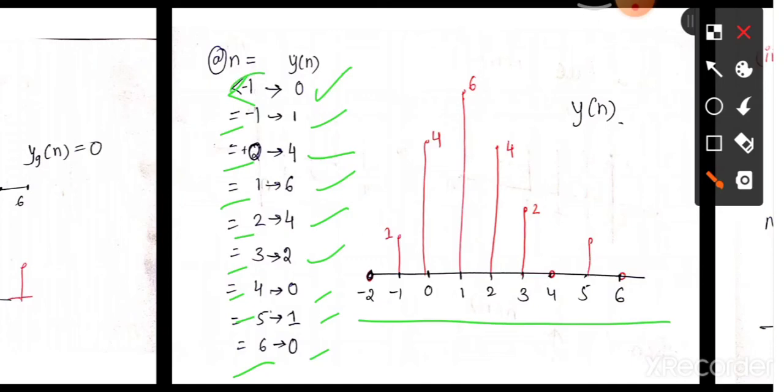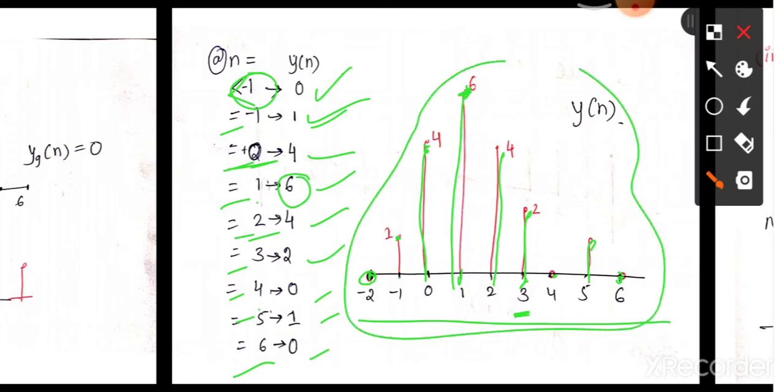When n is less than minus 1, I can take it as minus 2. That time it was 0. Next, at minus 1, its value was 1. At 0, its value was 4. And at 1, the magnitude, that was y of n, was 6, the highest magnitude. And at 2, it was 4. At 3, it was 2. At 4, it was 0. At 5, it was 1. At 6, it was 0. This is your y of n once you have done convolution.